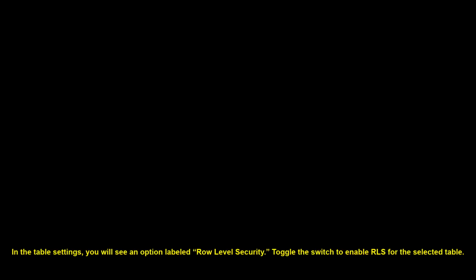To enable RLS for a specific table, find the table you want to secure in the list. Click on that table to enter its settings. In the table settings, you will see an option labeled Row Level Security. Toggle the switch to enable RLS for the selected table. Once RLS is enabled, you will need to create a new policy.